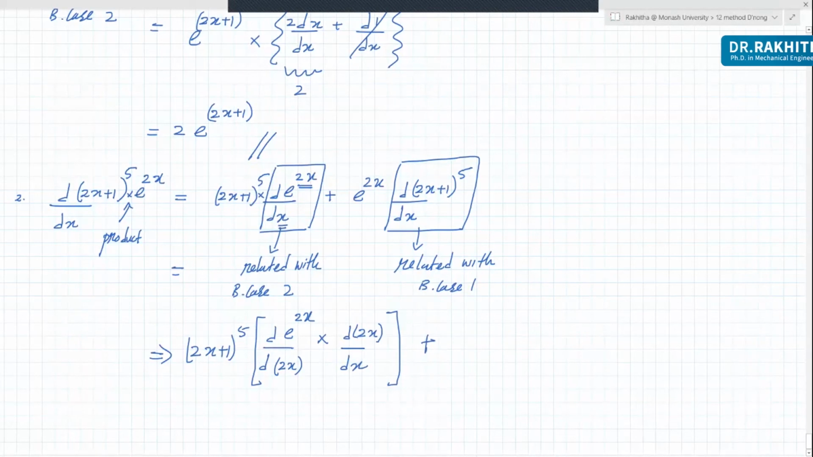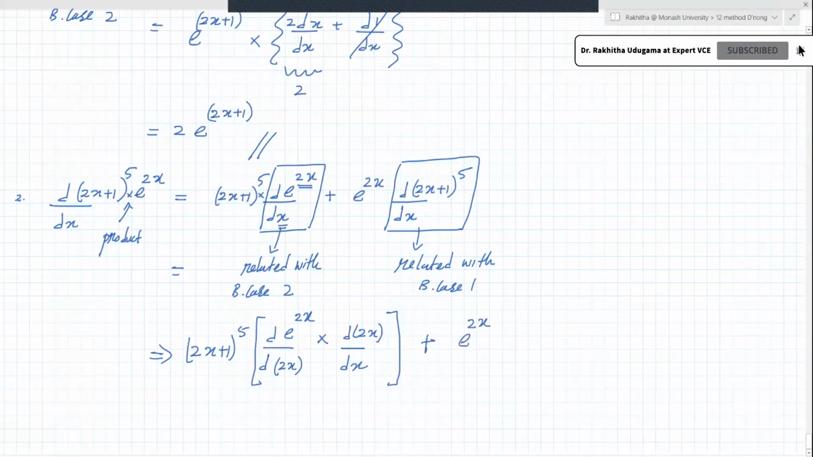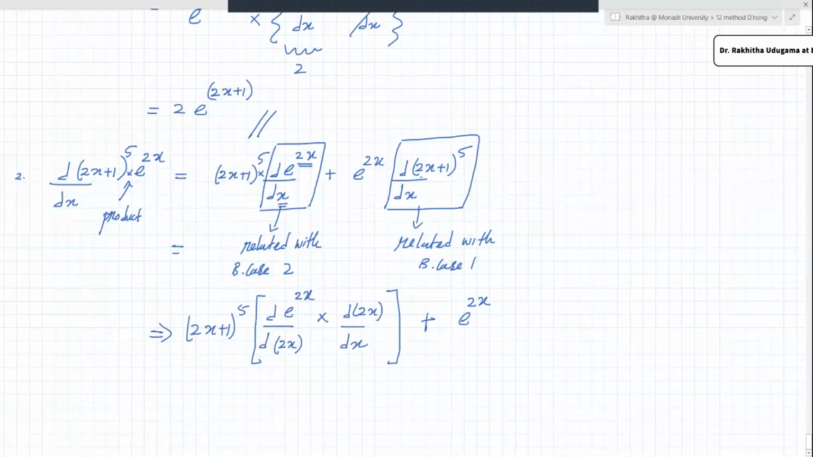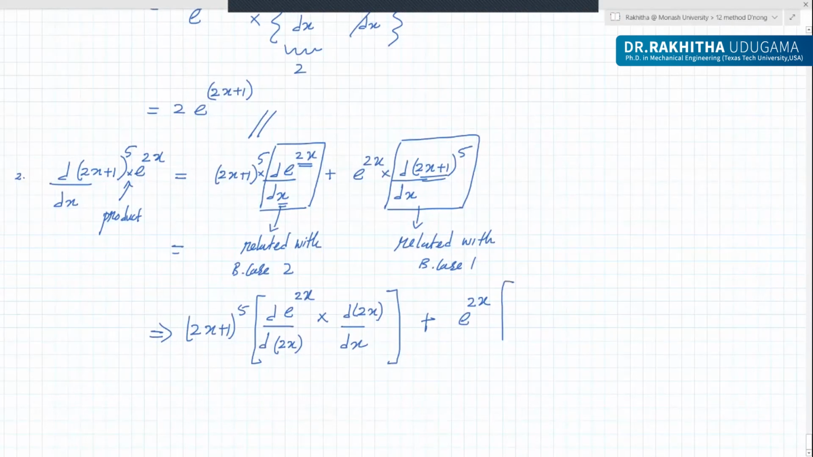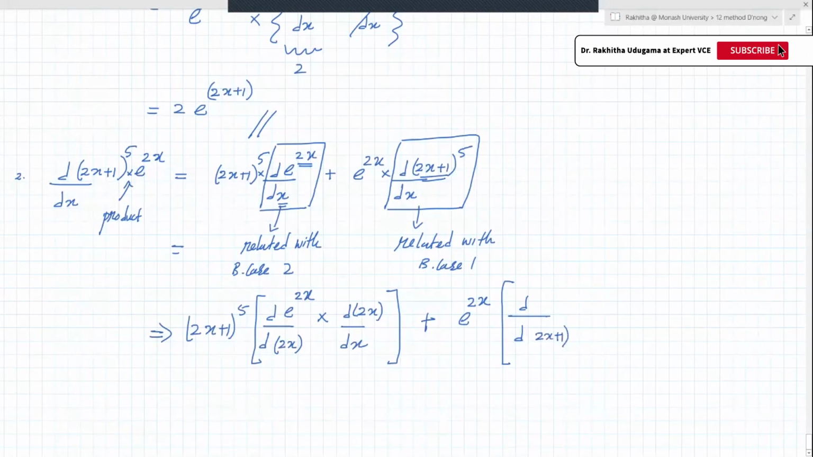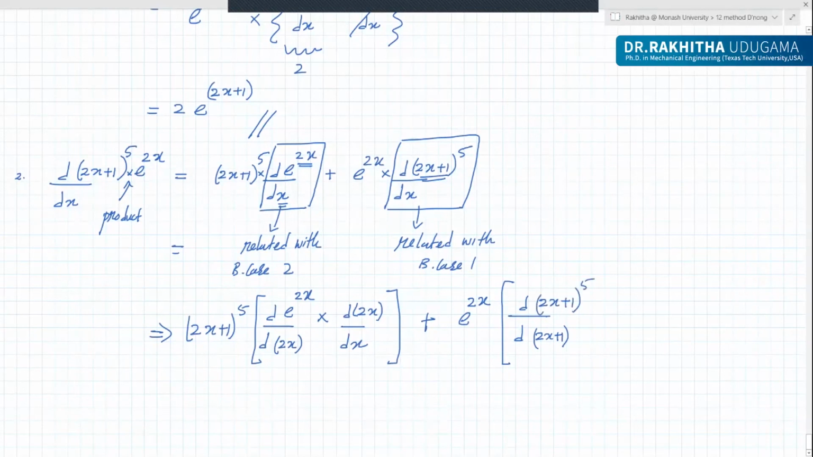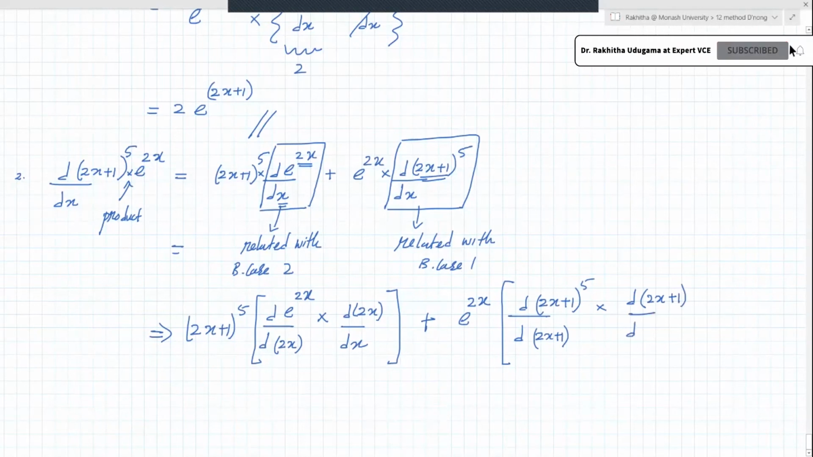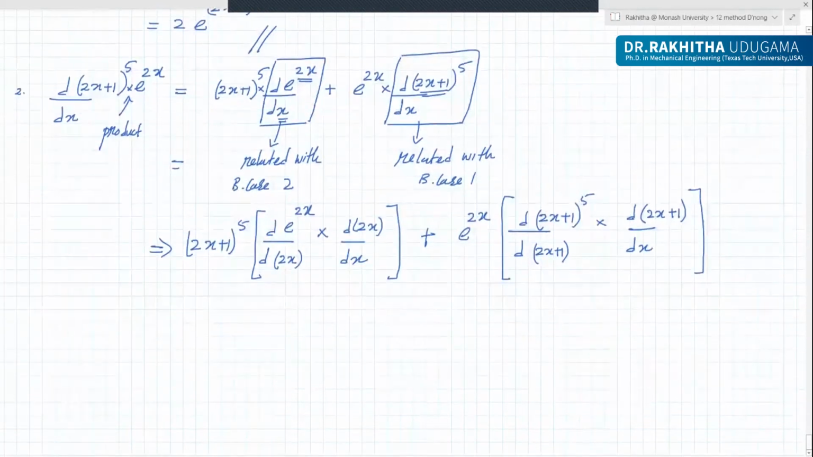So this part is done, right? Plus e to the power 2x. This is the full description, okay? Now here you can see mj here, but you don't have that here. So this is just pure multiplication, right? So we'll put a bracket. So d(2x plus 1). Here you have (2x plus 1) to the power 5 times, you will cancel it, d(2x plus 1) divided by dx. Okay, so now you have that.